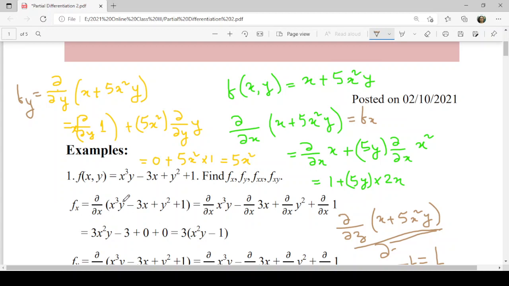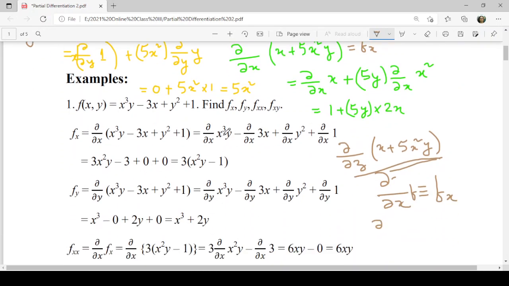So x cube y is this one, so we are separating all this: x cube y, then minus thrice x plus y square plus 1, etc. Then 3x square y. With respect to x we are differentiating, that is why y you leave, and x cube derivative is 3x square. So this y will be unchanged here. So it is 3x square into y.